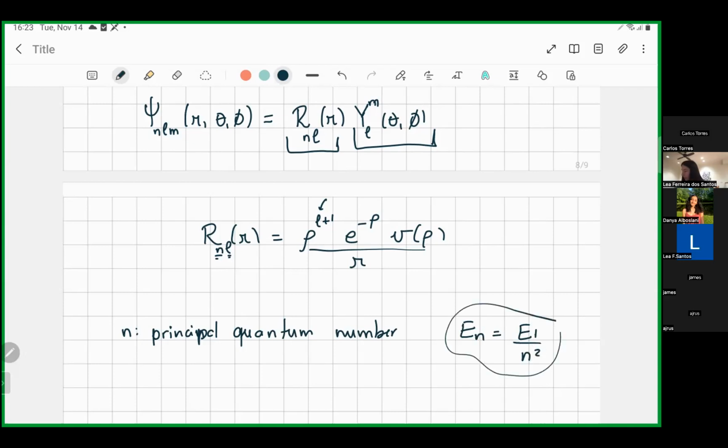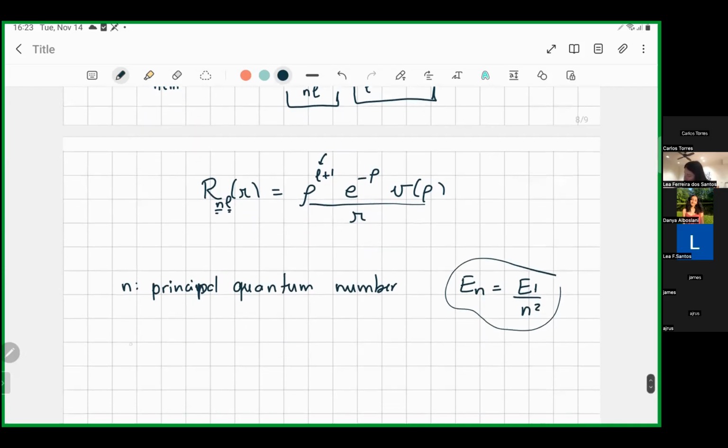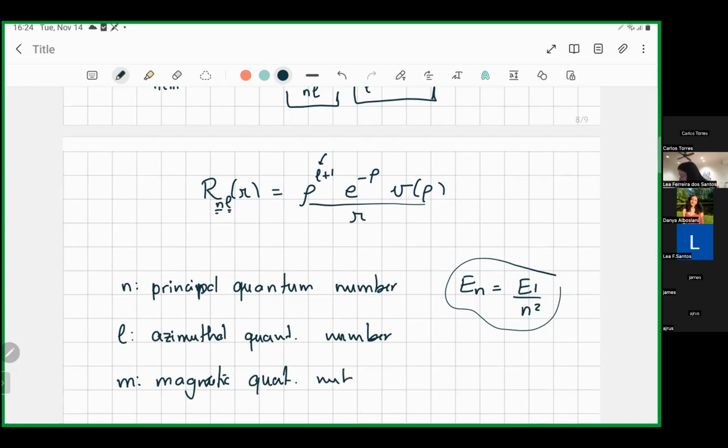The energy starting from 1 and above. Okay. Then there is the L. L is another quantum number. The name is azimuthal quantum number. And the M is another quantum number. We call it the magnetic quantum number. So these are names, but you will see in the next class that these things, L and M, are related to the angular momentum.